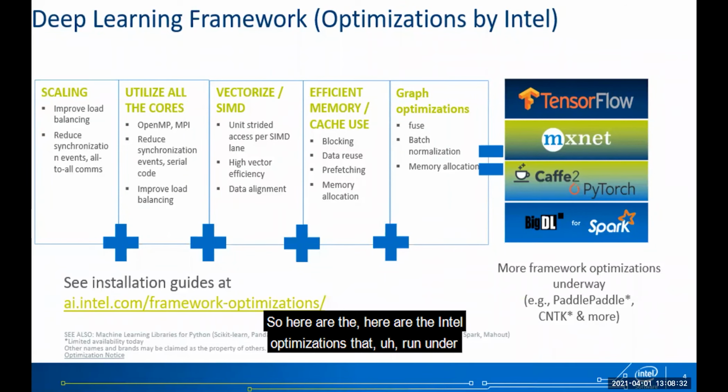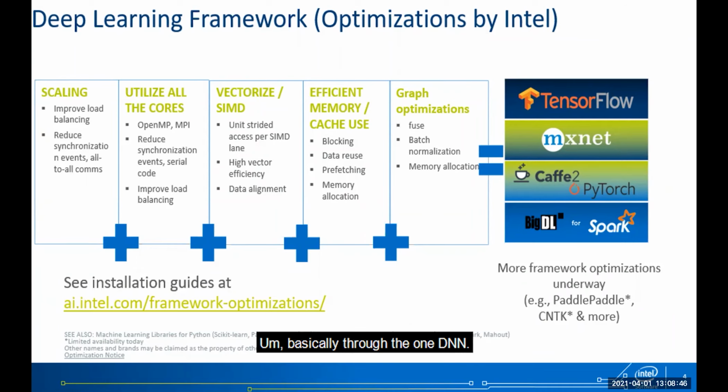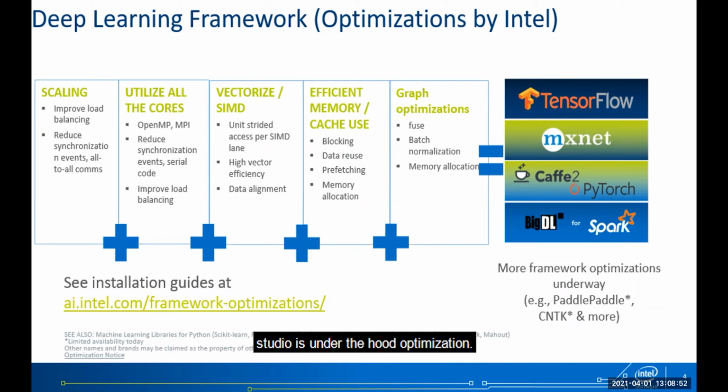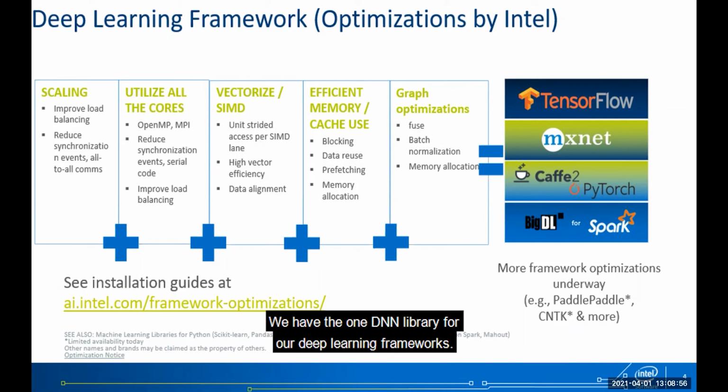So here are the Intel optimizations that run under the hood and Intel handles for you as part of these well-loved open source frameworks such as TensorFlow, PyTorch, and so on. Basically, through the oneDNN library, similar to the oneMKL library and oneDAL libraries, which do those under the hood optimizations. We have the oneDNN library for our deep learning framework.